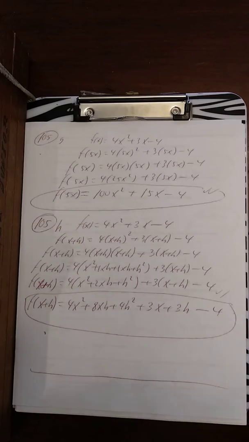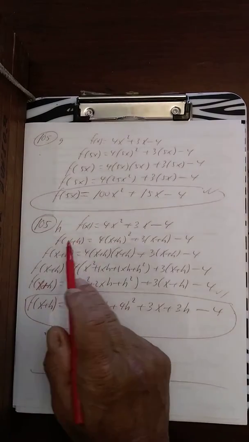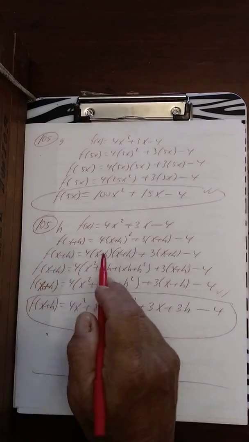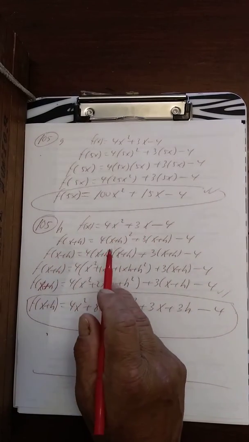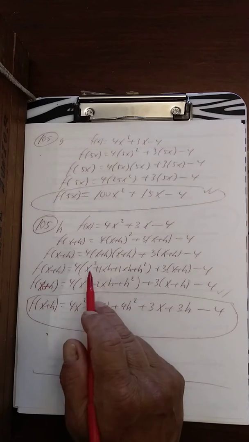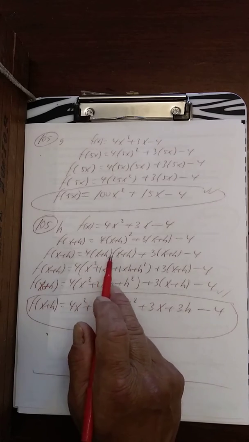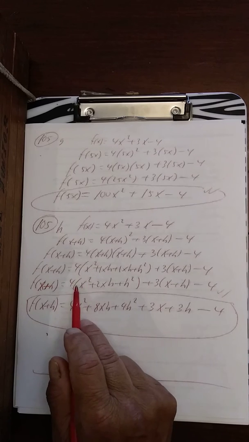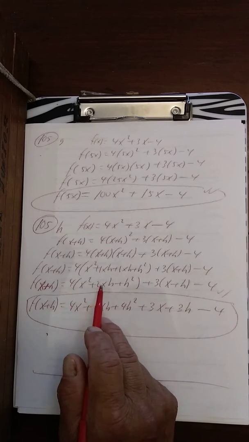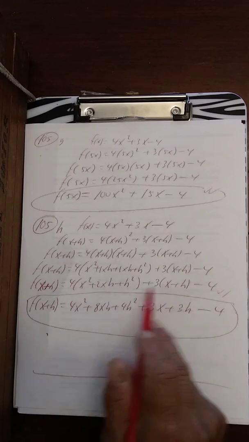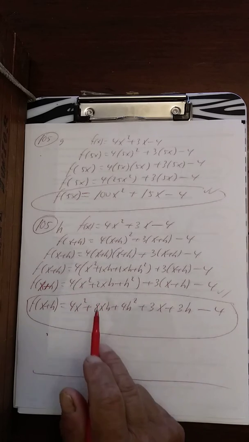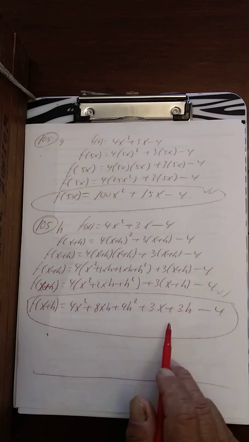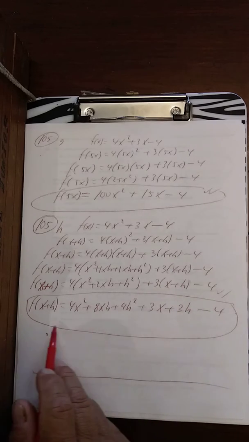So now, f of x plus h. So x plus h there, x plus h there. X plus h times x plus h. X times x is x squared. X times h is 1xh. 1xh, h squared. Bring it down. X squared plus 1 and 1 is 2xh plus h squared. And 4 times that is 4x squared. 4 times 2 is 8xh. 4 times that is 4h squared. Plus 3x plus 3h minus 4. No like terms. We're done with it.